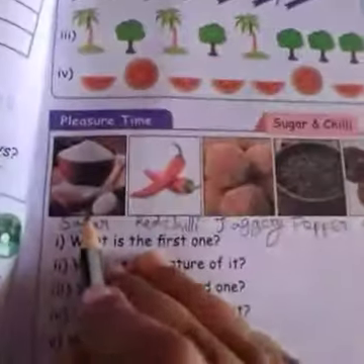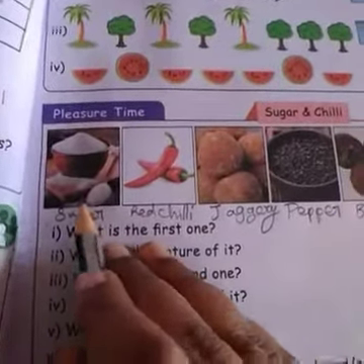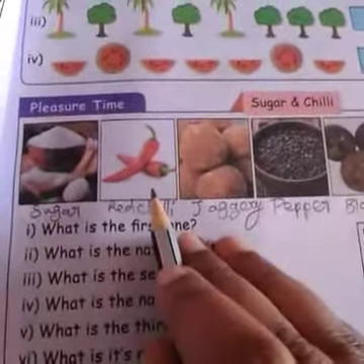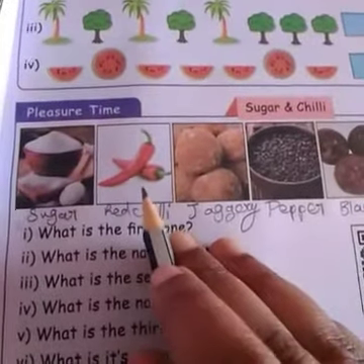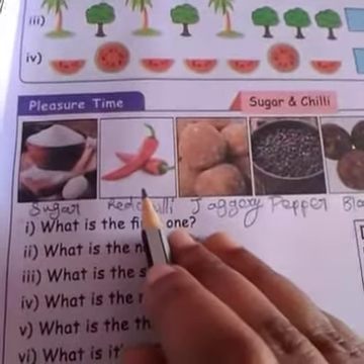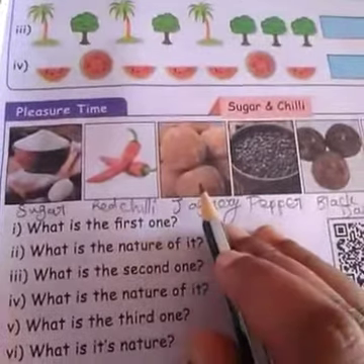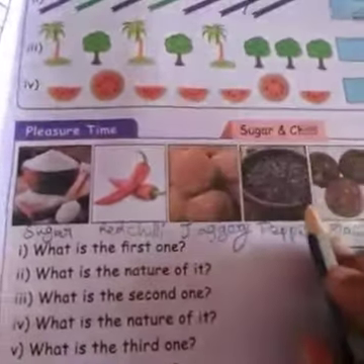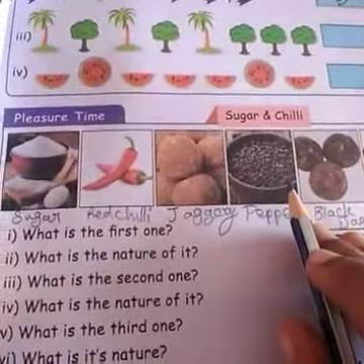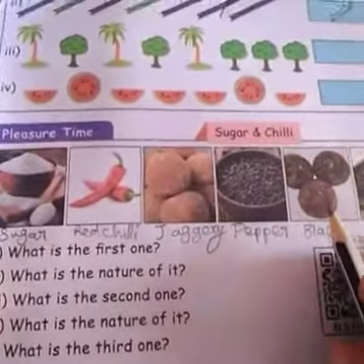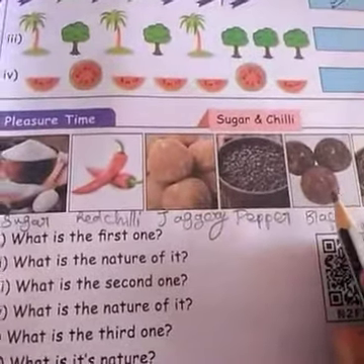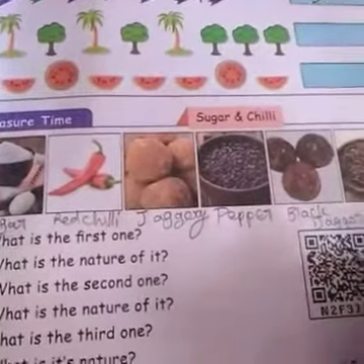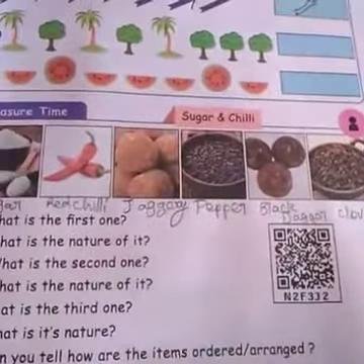See the first one, sugar. Sugar has a sweet taste, and red chili has a spicy taste, hot taste. Third one is jaggery, it is also sweet. Fourth one is pepper, it is a spice. Fifth one is black jaggery, it is also sweet. And the sixth one is clove, it is also a spice.